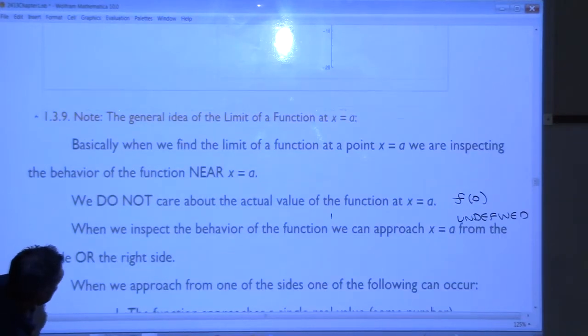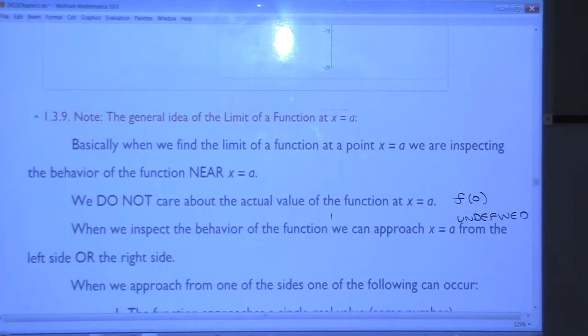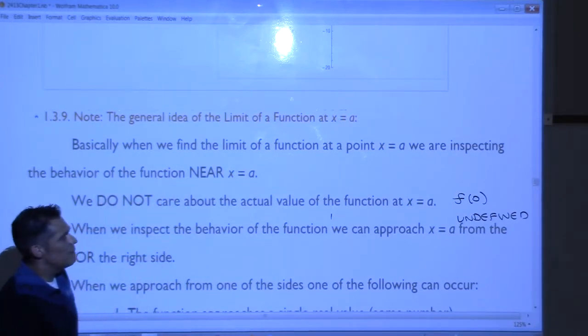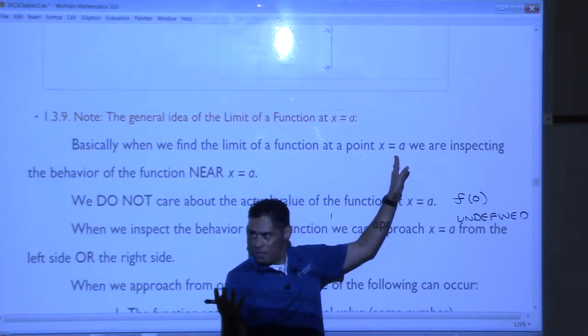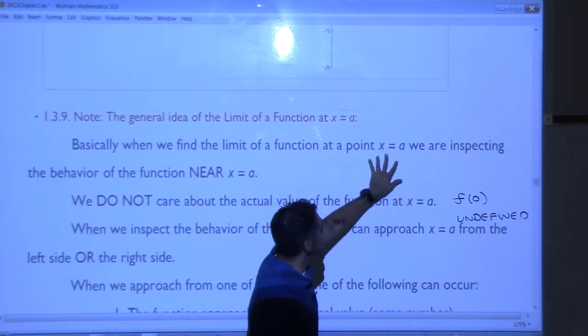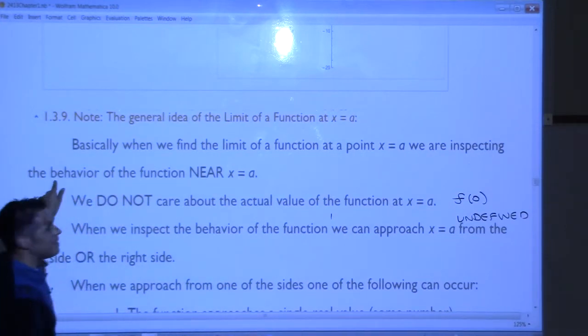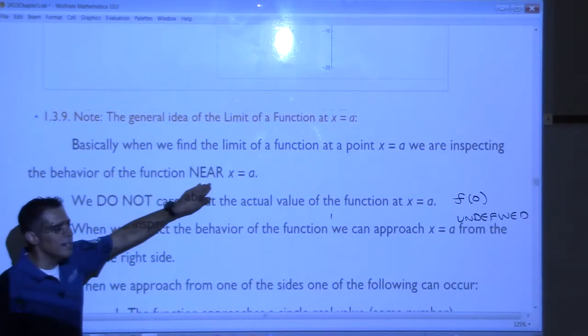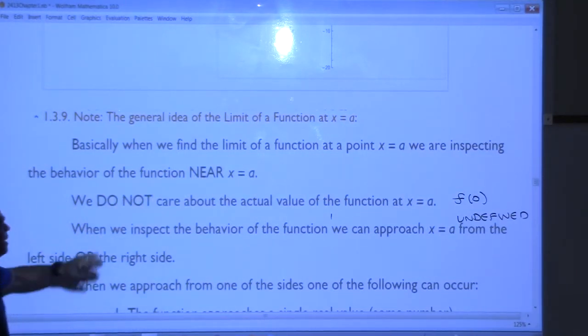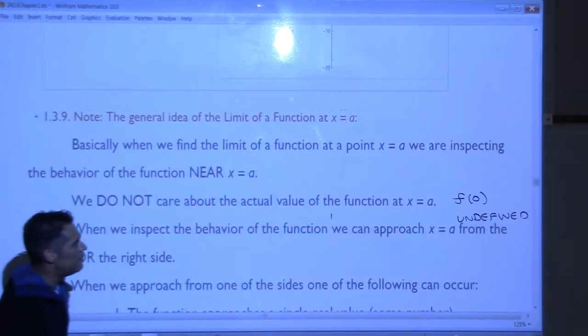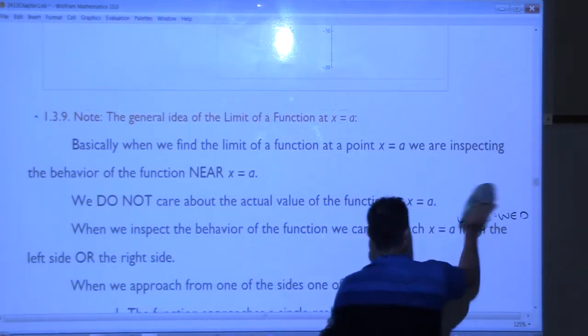Okay. Now that we have some general idea, we can start to try and come up with a definition of the limit. So basically, when we find the limit of a function at a point, x equals a, we've been using like x equals 2 or x equals 0, we are inspecting the behavior of the function near that value. We do not care about the actual value of the function at a, right?